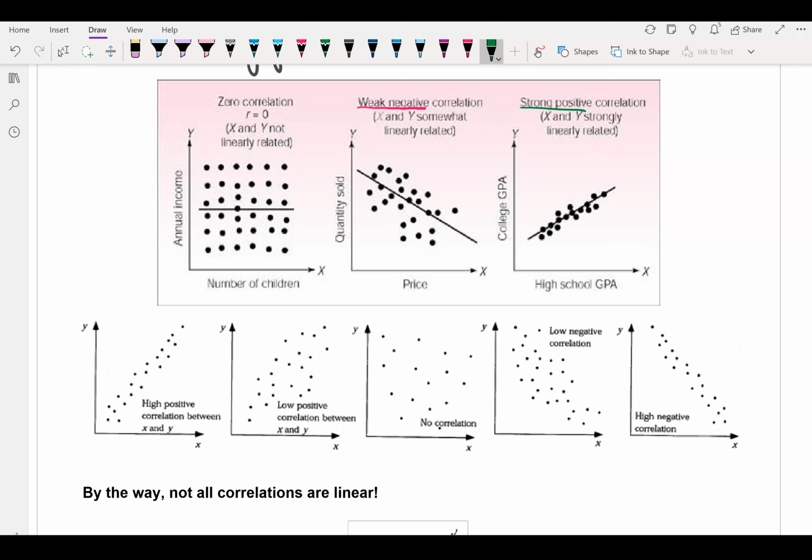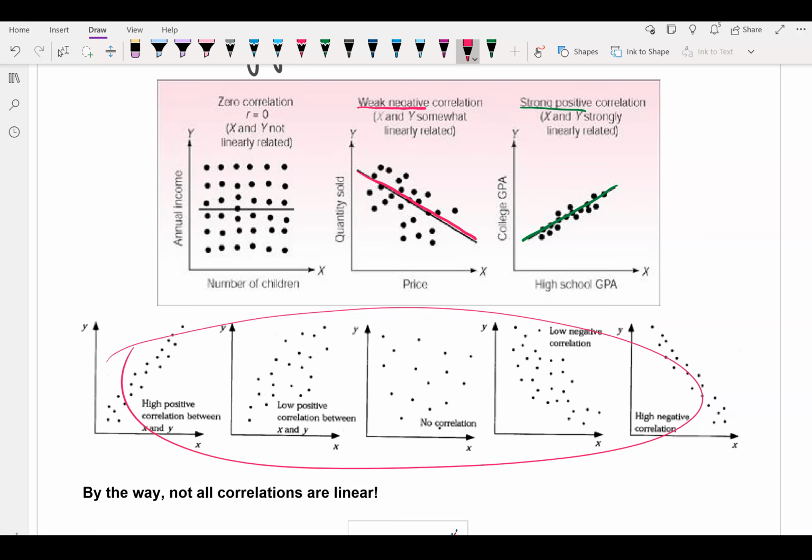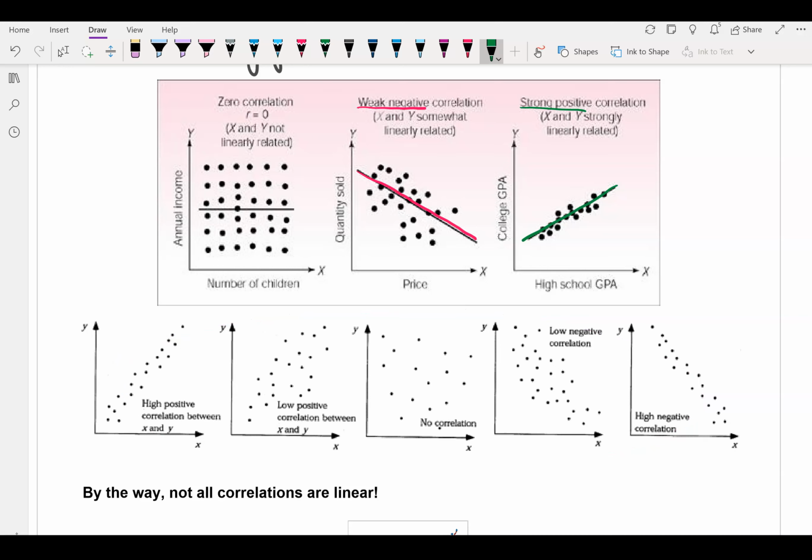In the next one, strong positive. Not only are they going uphill, but they're all clustered around that line, as opposed to the previous weak case where they were all spread out but still giving the same story. High positive is strongly around the line of best fit. Low positive is still uphill, but not so clustered around the line. No correlation in the third case. Low or weak negative is still downhill, but not so clustered around the line. And then high or strong negative would be close to the line.